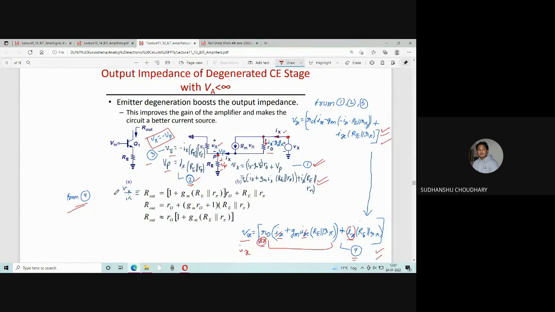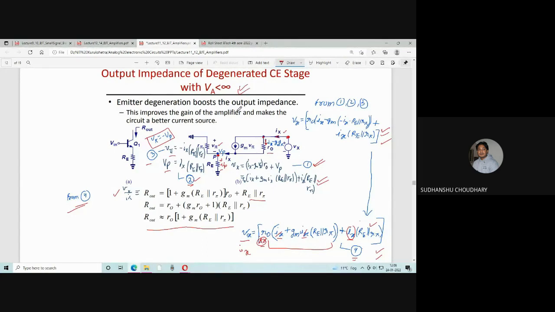Okay. So Vx by Ix is equal to 1 plus Gm Re parallel to R pi multiplied by R naught plus Re parallel to R pi. So this is my total output impedance. Or I can further write this output impedance as R naught plus Gm R naught plus 1 multiplied by Re parallel to R pi. Or further, I can write this as R naught times 1 plus Gm Re parallel to R pi. So this output impedance is now this much when Va is less than infinity.